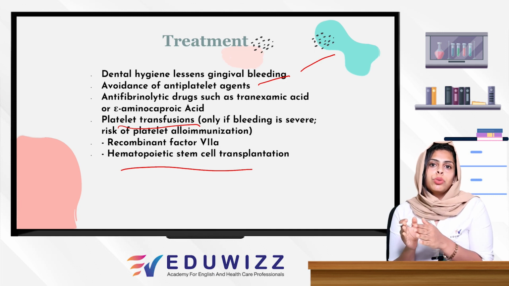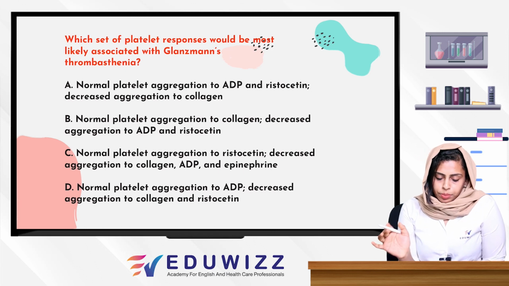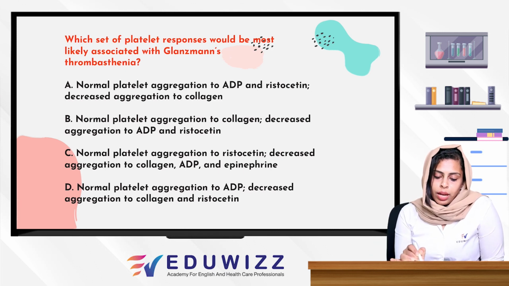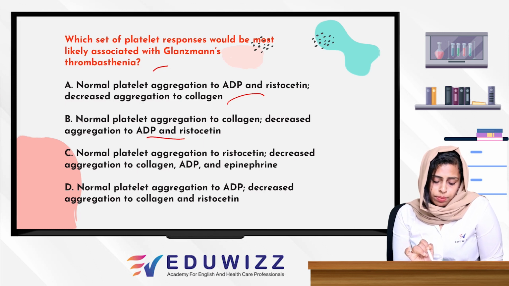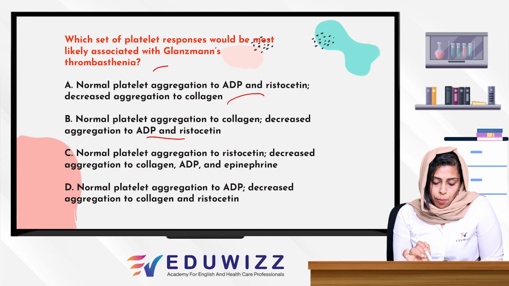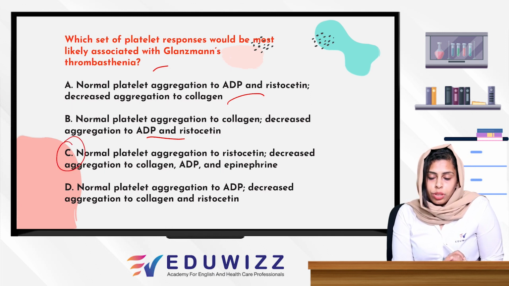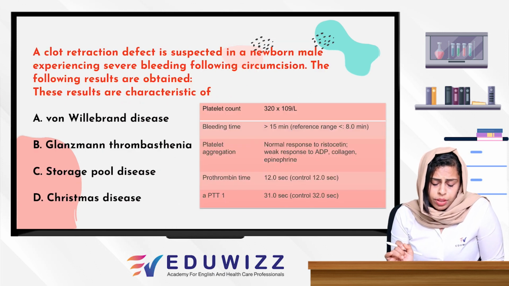Now we can look at the types of questions asked in exams from this topic. Which set of platelet responses would be most likely associated with Glanzmann thrombasthenia? The options are: A, normal platelet aggregation to ADP and ristocetin, decreased aggregation to collagen. B, normal platelet aggregation to collagen, decreased aggregation to ADP and ristocetin. C, normal platelet aggregation to ristocetin, decreased aggregation to collagen, ADP, and epinephrine. And the answer is C. Normal platelet aggregation to ristocetin and decreased aggregation to collagen, ADP, or epinephrine. This is the answer.